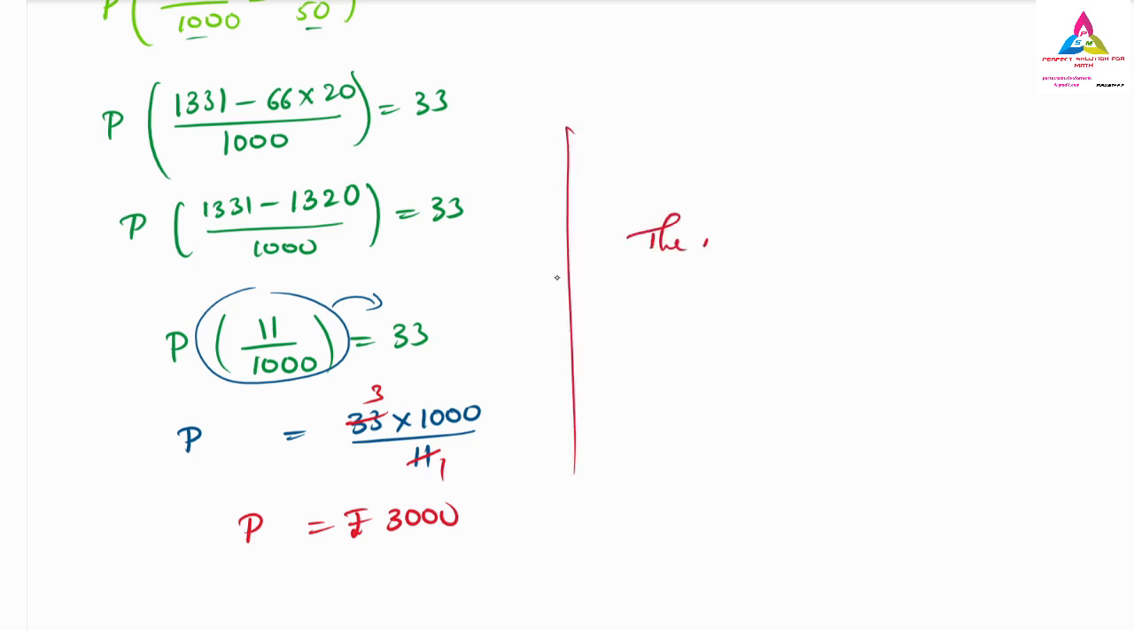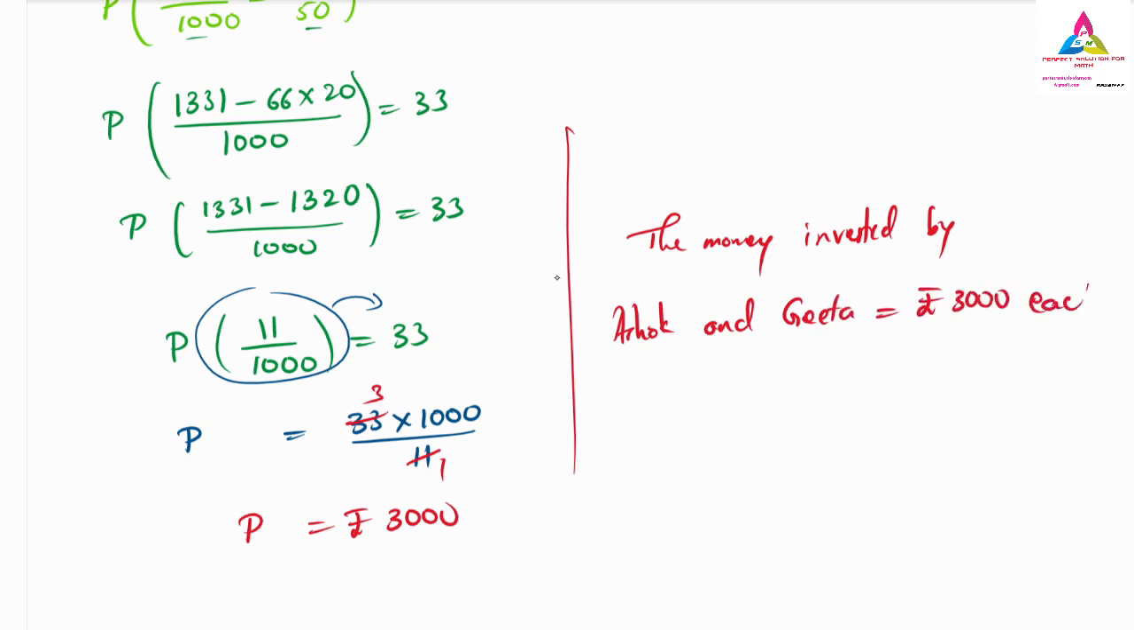The money invested by Ashok and Geeta is equal to rupees 3000 each. See, both of them are investing separately, so 3000 rupees each. So this is our final answer.